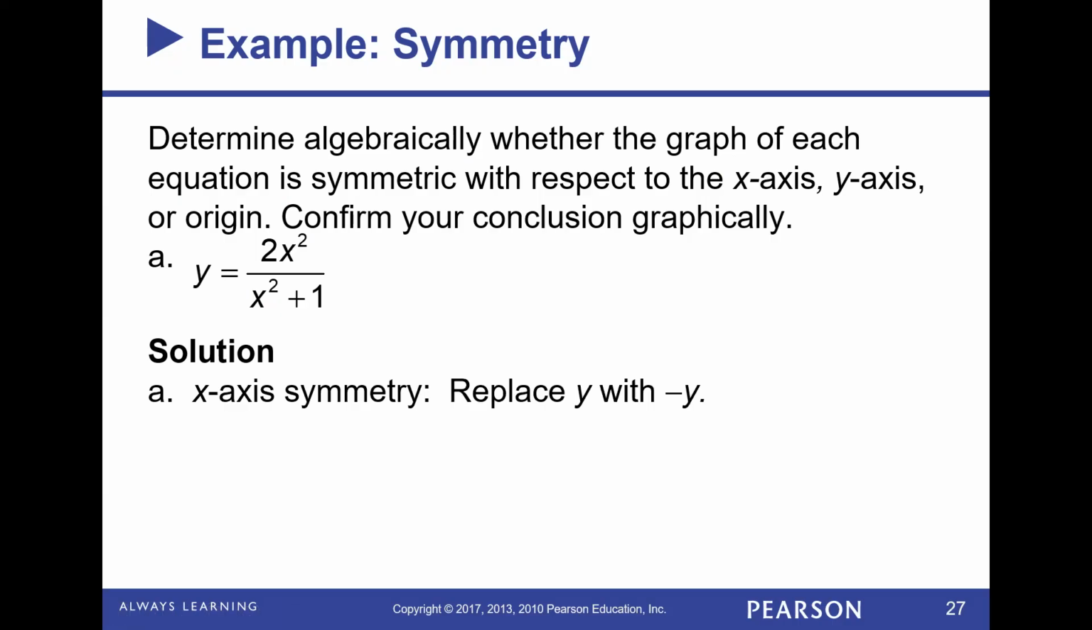And again, x-axis symmetry means I'm just going to replace y with negative y. There's only one y value, and I'm just going to plug in negative y. Now, I noticed straight away that one side is perfectly the original, but on the left side where I plugged in negative y, it just stayed negative y. So that tells me straight away that there is no x-axis symmetry.